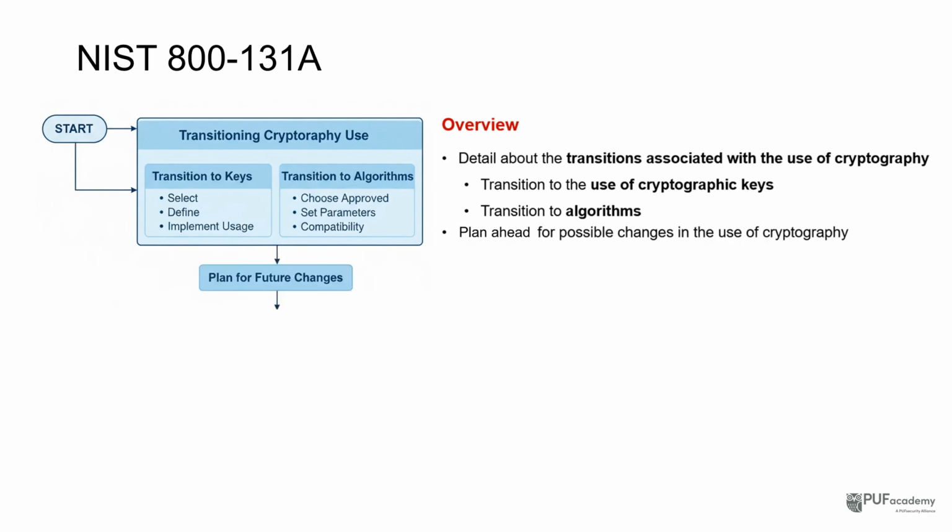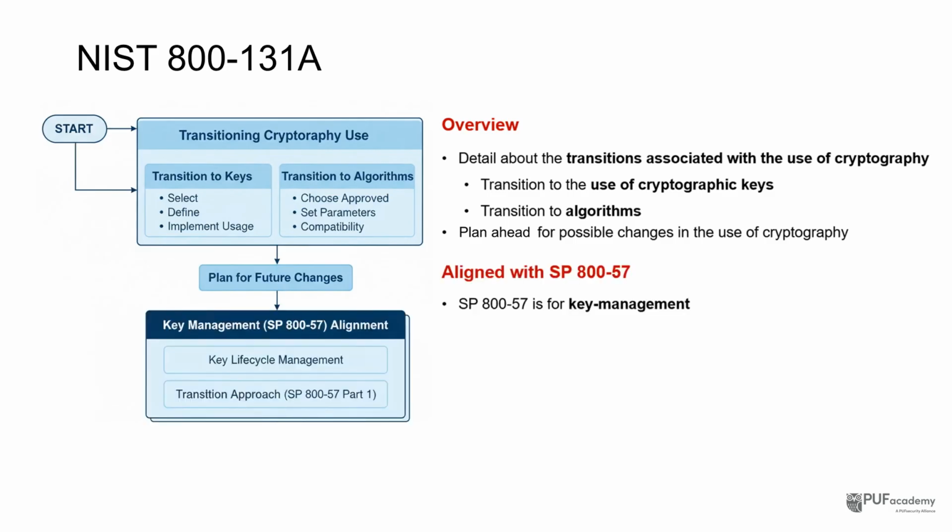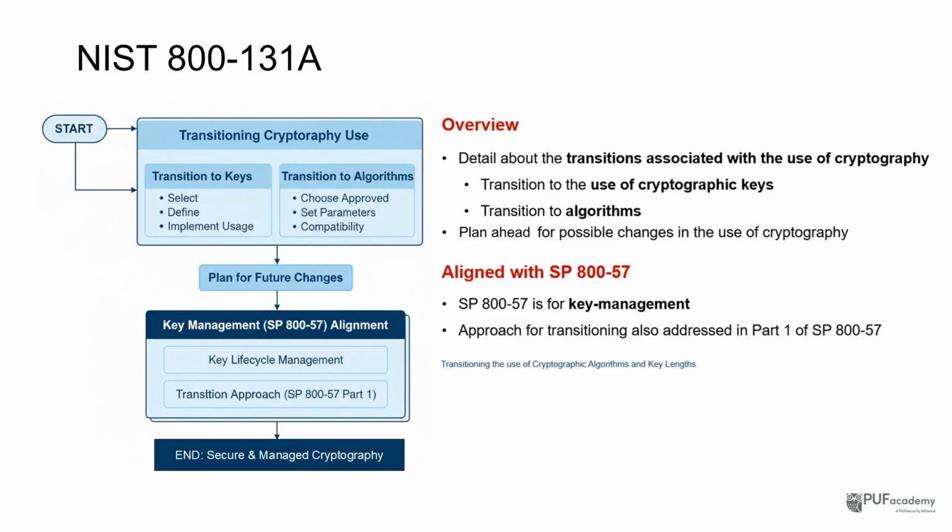Beyond these two specific transitions, the overall goal is to plan ahead for possible changes in the use of cryptography. Technology and security threats evolve rapidly, so being prepared for future shifts is essential. This guidance is aligned with the SP 800-57, which is the standard for key management. The approach for transitioning has been addressed in Part 1 of SP 800-57. It makes sure of a secured and well-managed cryptographic key.